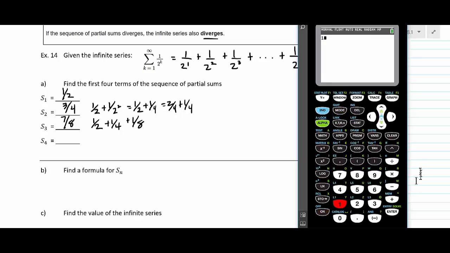So if you do 1/2 like this plus 1/4 and then plus 1/8 like this, it'll just give you a decimal. But then you have the ability to convert it to a fraction if you press your math button, and then option 1 is convert to fraction, so it'll do that for you.